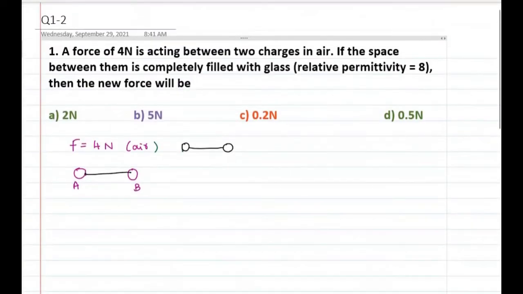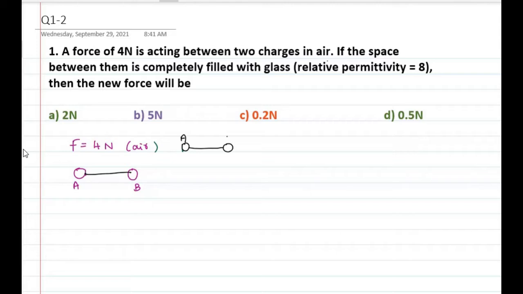So the first question is, a force of 4 Newton is acting between two charges in air. If the space between them is completely filled with glass, then the new force will be. So let the two charges be located at A and B. The force when the two charges are in air is 4 Newton. So when the charges are placed in glass, what will be the new force?